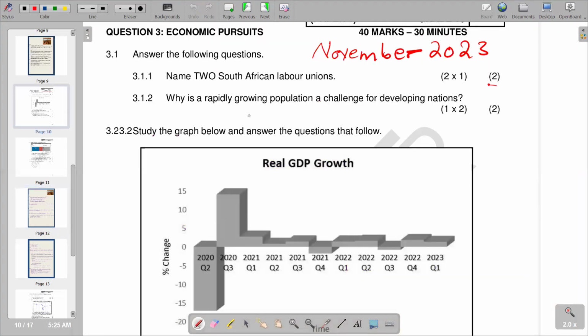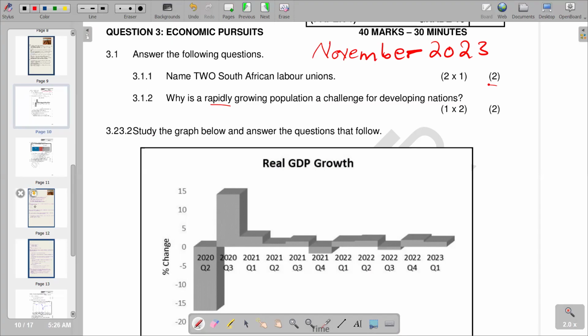So we go to the next part of the question, saying, why is a rapidly growing population a challenge for developing nations? Obviously, when we have a population that is rapidly growing, it automatically means that we are going to have more people in that economy. And remember, we have limited resources in the economy. The resources are going to be shared with more people, so we are going to have a problem of shortage of resources. That is the challenge that the country is going to face.